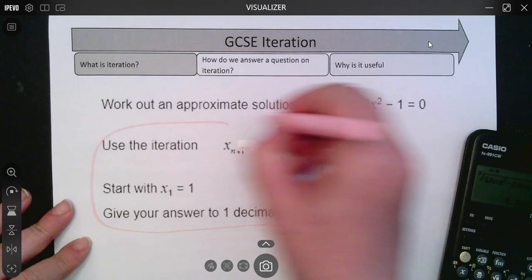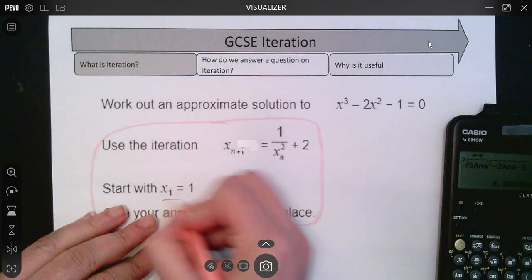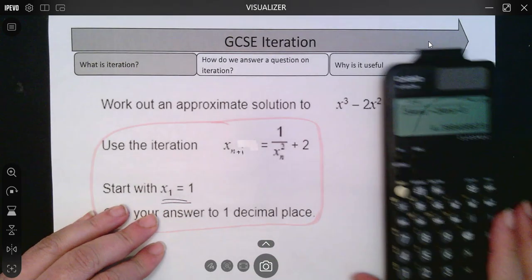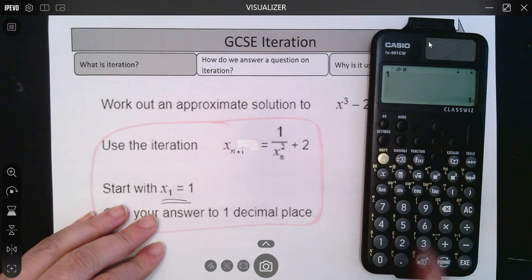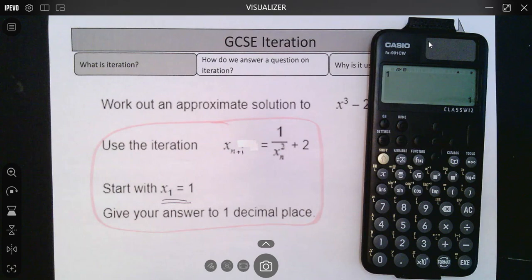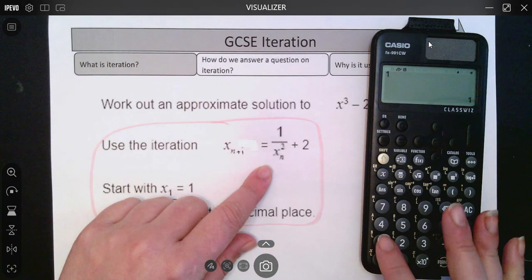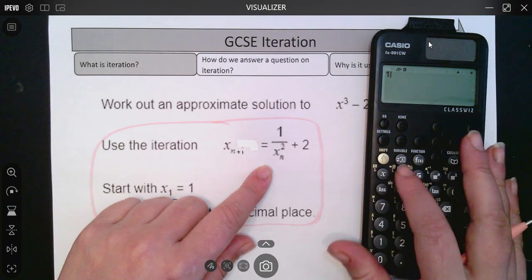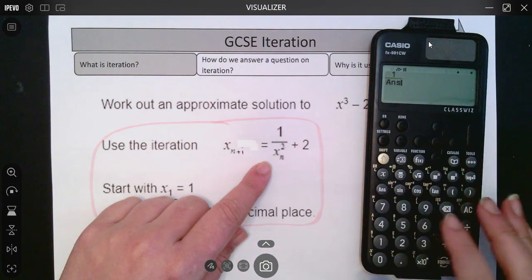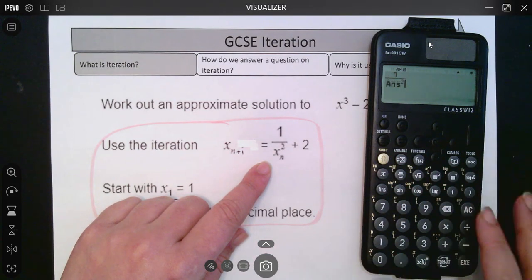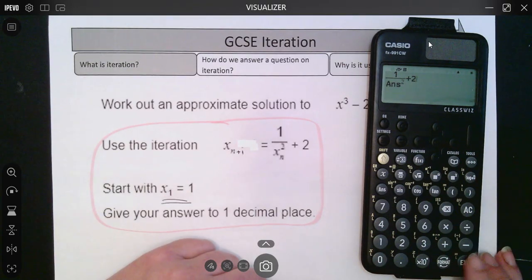So first of all, it says use the iteration formula. Now, it doesn't tell me how many times I need to do it. So the first thing I do, I'm going to enter the starting value. I've got my calculator again. I'm going to push 1, EXE, or 1 equals, depending on your calculator. That is now entered in. I now will type in this formula. So it's 1 over, instead of x, I will be writing answer squared plus 2.